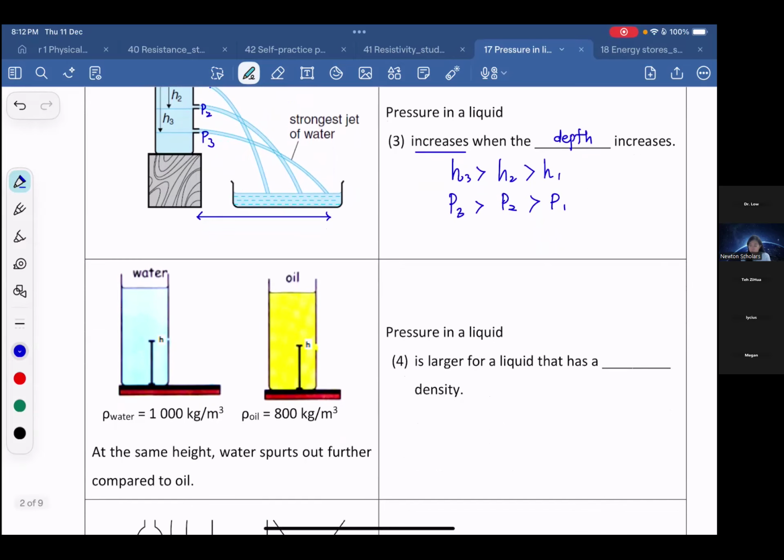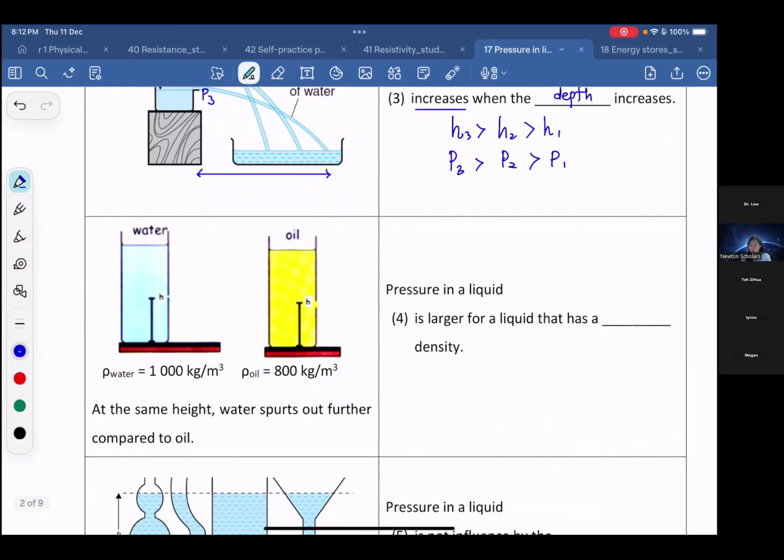Now we have two diagrams. One is water, one is oil. What we want to study right now is the density. The depth is the same. Supposedly we should not label it here, it should be labeled from here to here. This is our depth, from here to here, the same depth, our H. Then we found out that water will spurt further. So you can draw a diagram something like this. Then oil will be something like this, a shorter distance. Water will have a larger distance.